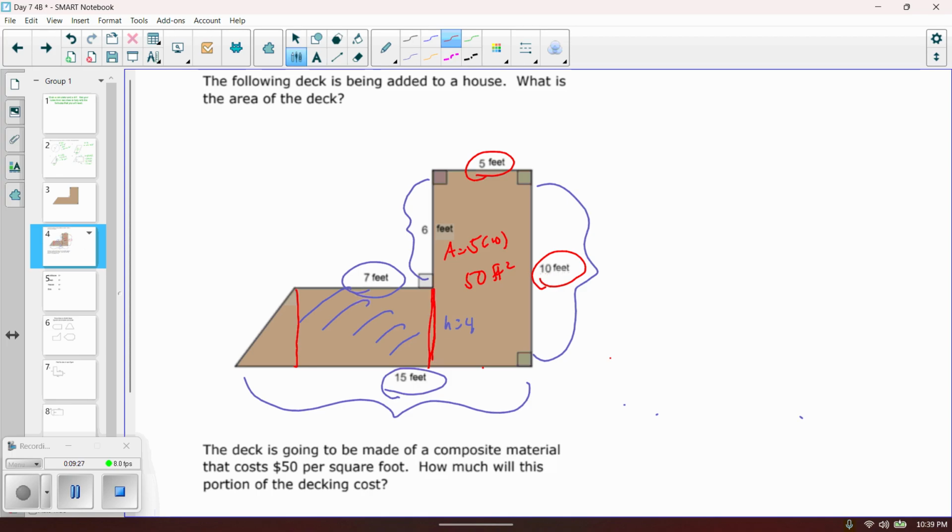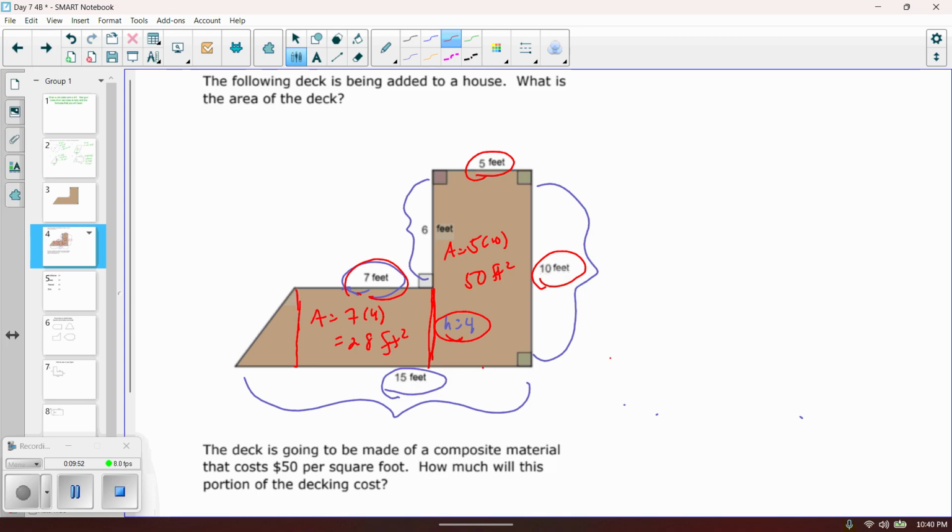So now I have base times height. And that'll give me the area of this particular rectangle. So that is going to be 7 times 4, which is 28 feet squared. Last thing we have to do is we have to figure out this triangle.